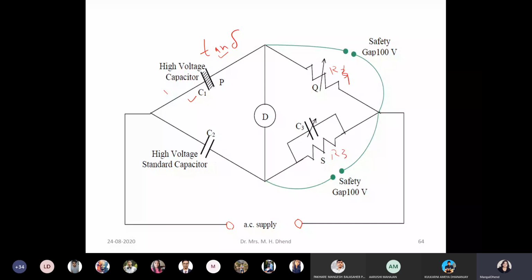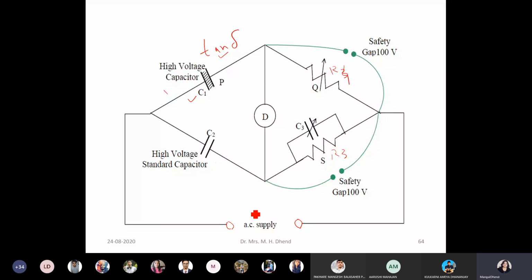Now the 4 arms will have different resistances. So capacitance and resistance here are parallel, means you can see this is also a normal lossy capacitor. This is the ideal capacitor, this is the capacitance under measurement, and this is another resistance here. Now what is the use of this safety gap? The safety gap means it will be a sphere gap. I already told you 2 spheres are used for a number of applications. So here the sphere gap is used for protection.